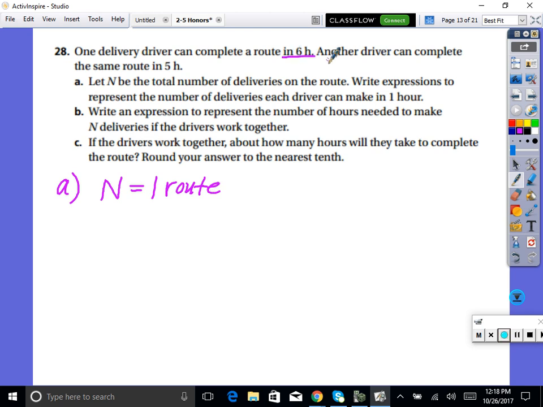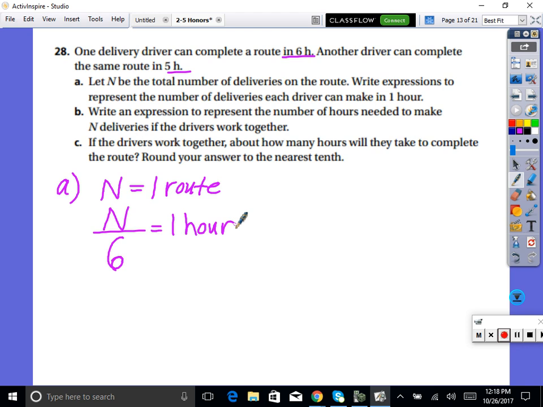If this driver can get it done in 6 hours, that many deliveries, right? That number of deliveries. And this number of deliveries is the second driver. Then think about it: N over 6, they want to know how many they can get done in an hour. So N divided by 6 equals 1 hour. That's how fast this truck driver is delivering. This is how many deliveries are happening in an hour if they do the 1 route in 6. Does that make sense, everybody? We're getting this number done in 6. That would equal an hour.